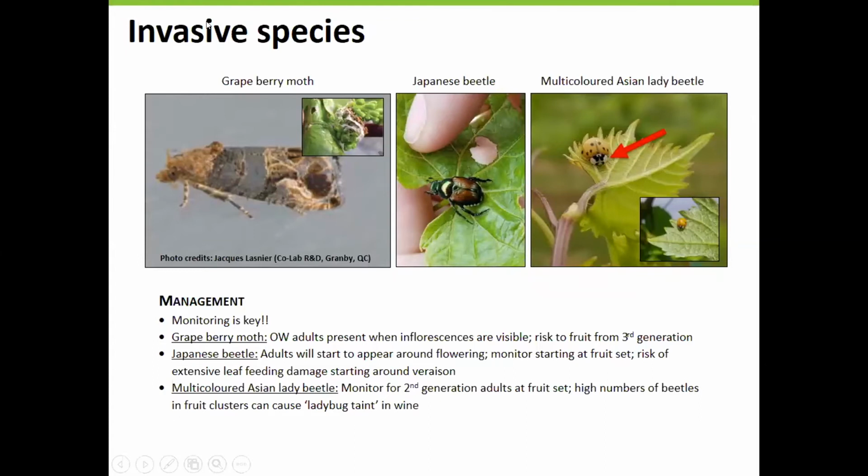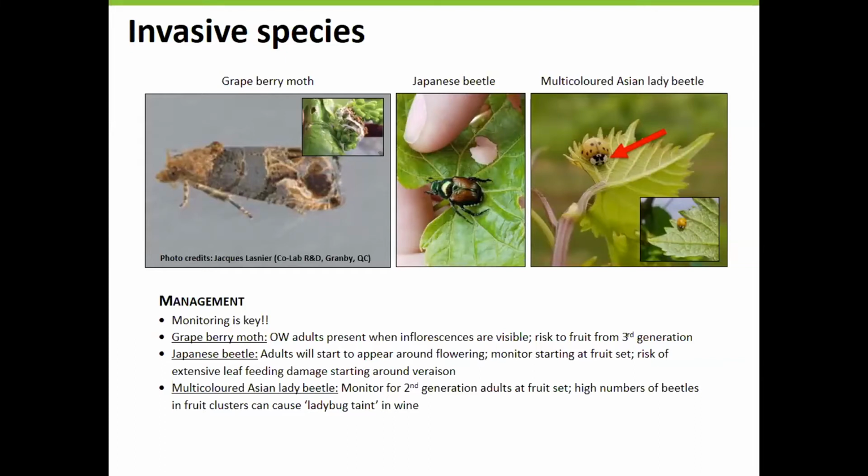So I just kind of want to bring this up. This is still something that I think we have to really keep our eyes out for. So these are invasive species. There's also spotted wing Drosophila, but I do see it in vineyards. We catch it in our traps. But I don't think it's as important a pest in grape as these three.